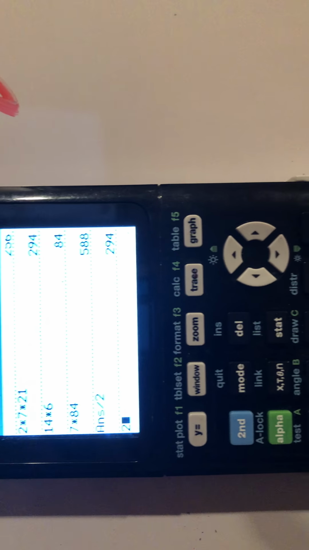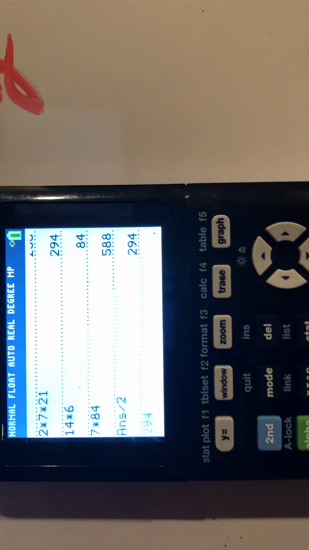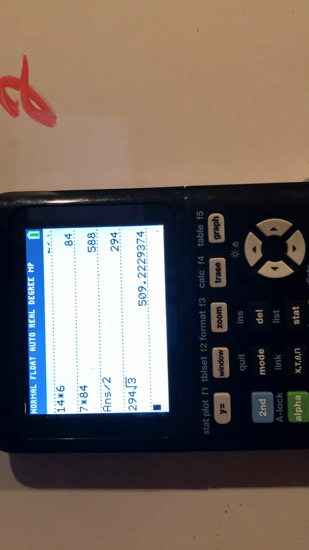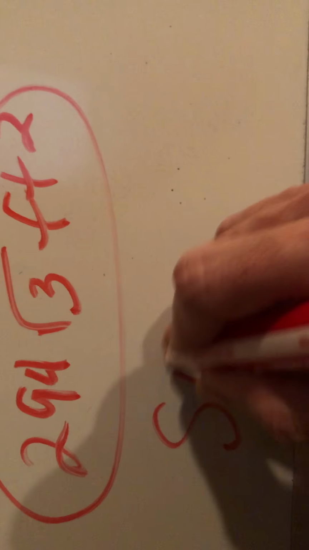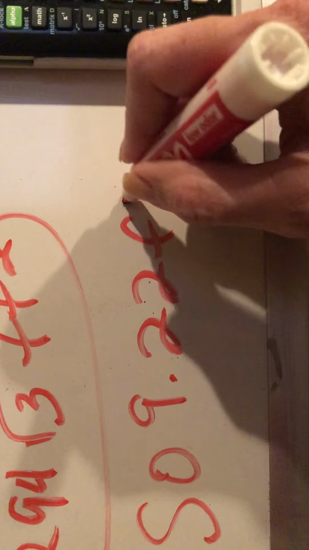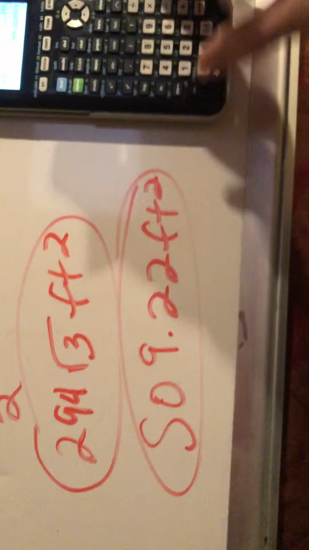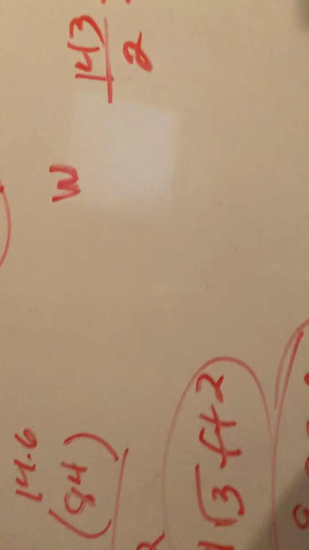So if I put this in my calculator, 294 square roots of 3, I get 509.22. So either one, 509.22 feet squared as well. Either one, it doesn't specify. You don't have to put both. I would stop at exact because you don't have to type anything on your calculator. It just saves a step. But it's up to you because it doesn't specify.